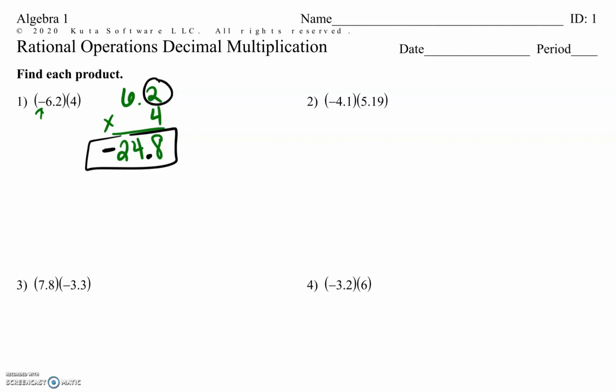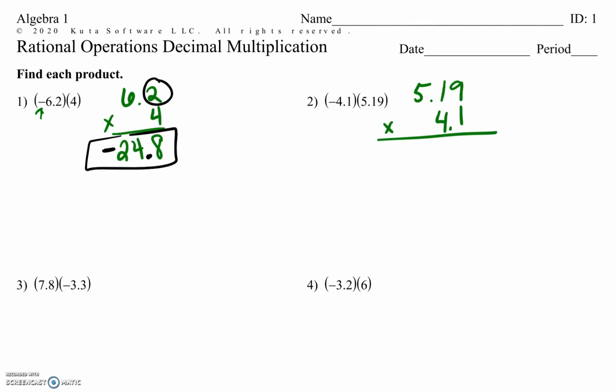Alright, let's take a look at number 2. I have negative 4.1 and 5.19. So again, I'm not going to worry about my decimal point. I'm not going to worry about my negative sign. I'm just going to stack the numbers in the easiest way possible. And stacking for multiplication, you want to put the number with the most digits or the most values on top and the number with the least amount of values on the bottom. So that would be 5.19 and 4.1.